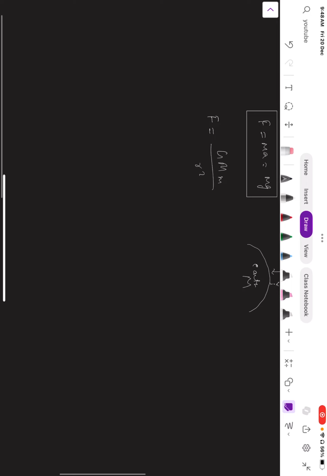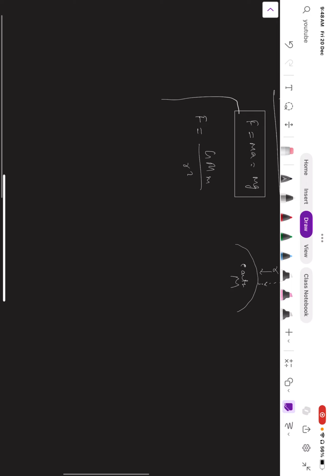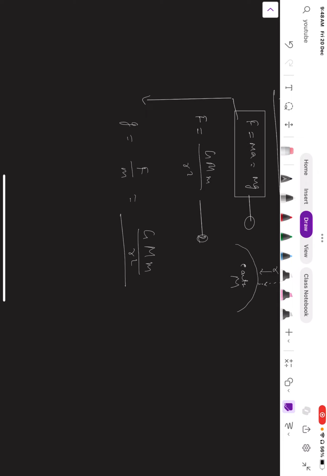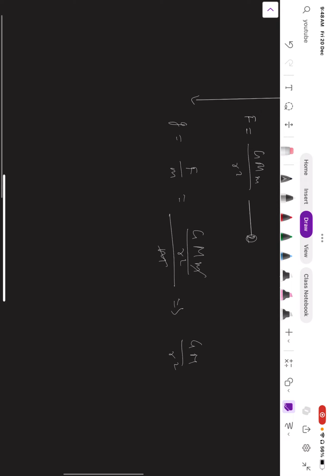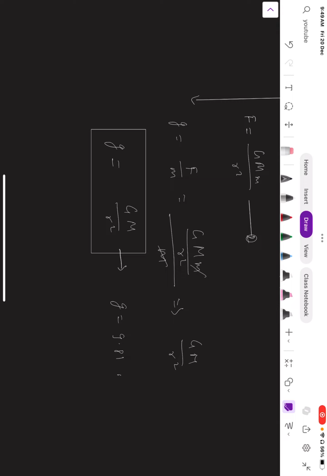Now what is the value of g here? g is equal to F by m. So we write this as equation 1 and this as equation 2. This is G capital M small m by r square upon m. So m cancels out, and this becomes G M by r square. So g is equal to G M by r square. By this formula you get the value of g, that is g is equal to 9.81 meter per second square.